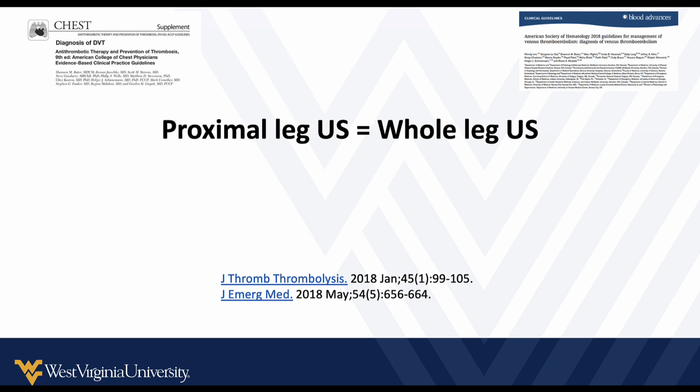The next thing I want to point out is that for most published guidelines, doing a proximal leg ultrasound is deemed equivalent to doing a whole leg ultrasound. Even in some vascular labs, a proximal leg ultrasound is what's primarily done to evaluate for lower extremity DVT. Now, this is a little controversial, but I point this out to let you know that doing a proximal leg ultrasound is adequate in most of your patients, especially in the low to moderate risk patients. And we'll talk about that in a little more detail.